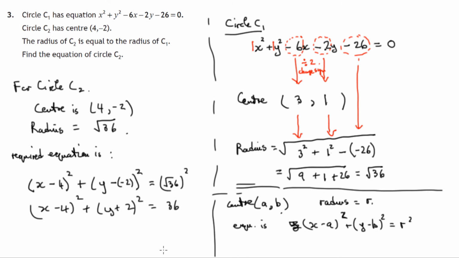Now that's a perfectly valid solution to gain the marks for this question. We do not need to work out x minus 4 all squared and y plus 2 all squared and get rid of the brackets. That's not essential. So there's our final equation of circle C2.